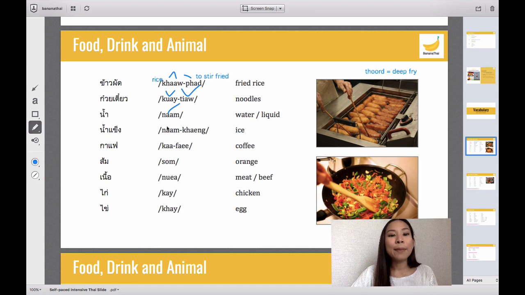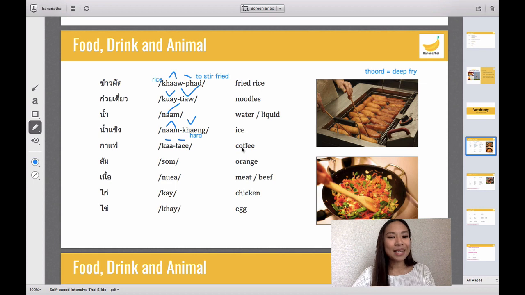Next word, น้ำแข็ง. The word น้ำ you know is already water, and the word แข็ง is hard, physically hard. น้ำแข็ง means ice. Next word, กาแฟ, flat tone. I think you know this word already. กาแฟ sounds like what? Coffee.